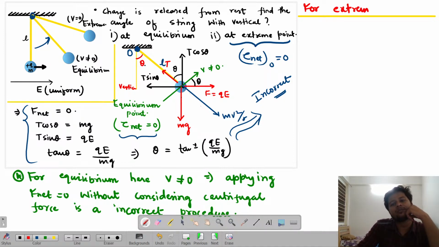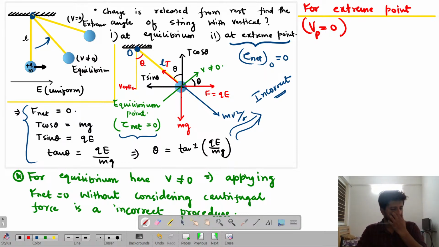Acha, at extreme point we know that velocity is how much? Zero. At extreme point, velocity of the particle is always how much? Zero. Now this is very easy. But many people will think that for the extreme point, if I want to find the angle, we can use normal formulas like qE or mg and balance that. But that is not true, isn't it?